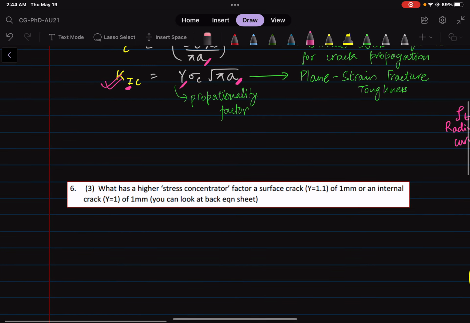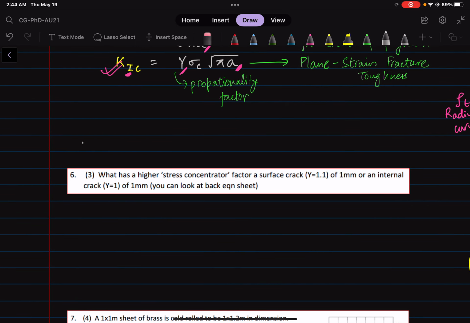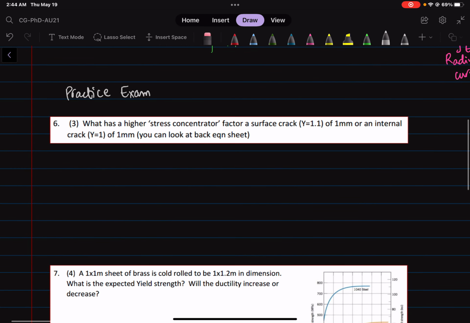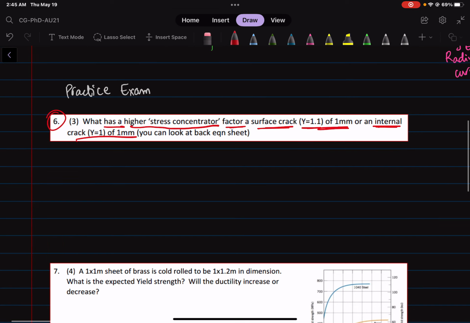So let's try to look at some problems. These are problems taken from the practice exam, so I'll recommend you solve them first, then come back and try to understand how to solve these questions, right? So let's do that. Question number 6 is asking us what has a higher stress concentration factor, a surface crack of 1 millimeter or an internal crack of 1 millimeter. So let's first try to understand what the question is asking. It's asking about the stress concentration.